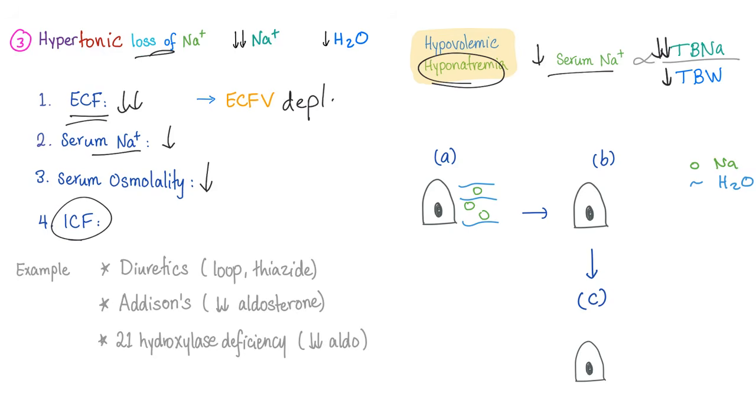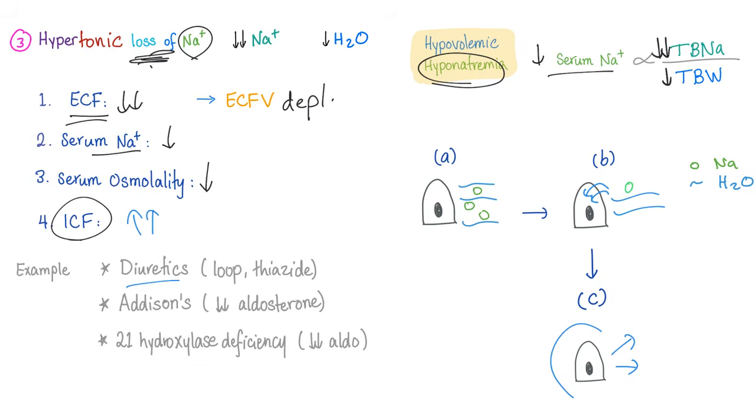ICF, use your brain. Now let's draw this. We lost a hypertonic fluid. We lost more sodium than water. So let's draw the sodium, only 1, and let's draw the water, 2. We lost more sodium than water. Now the cell suddenly appears to be more concentrated. Water is going to flow into the cell. The ICF compartment is going to expand.